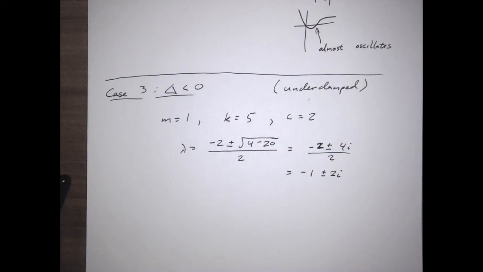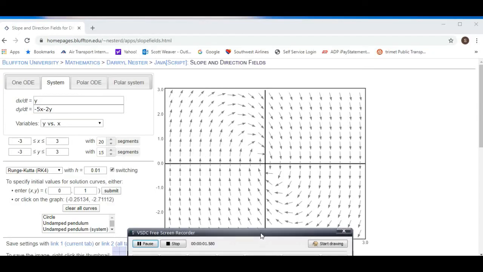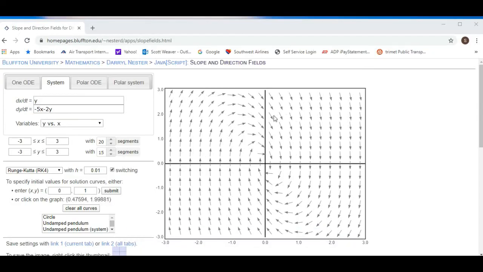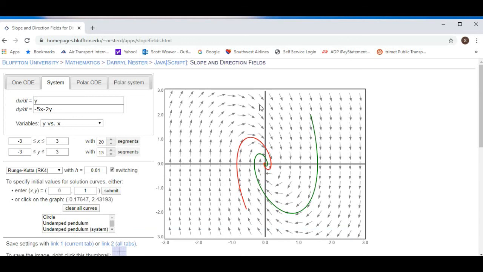And now let's have a look at what that looks like on Bluffton. Alright, once again, here we are, and here's the direction field, and let's follow a few solution curves. So we got one going that way, one going this way. And you can see them spiraling their way all in.